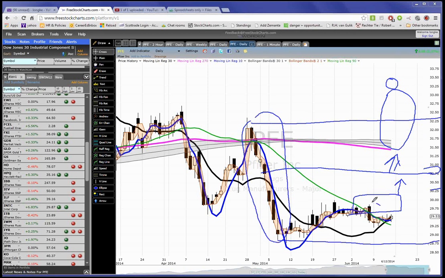But then we have almost 20 days of failure to fall further, and a higher low, a higher low. The 10/30 crossover has occurred. The fast pair has crossed the 90, and now we have a favorable trade back to the 270. So that's the technical case for Pfizer.